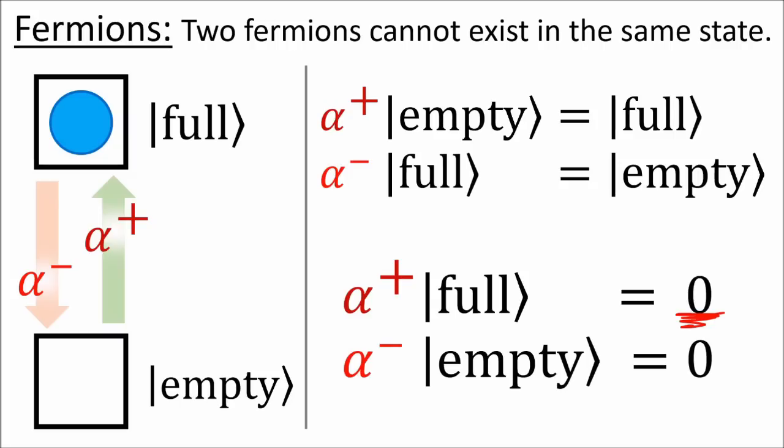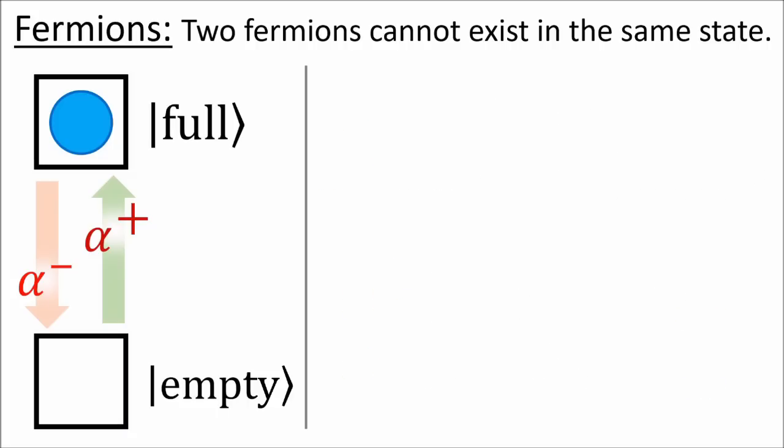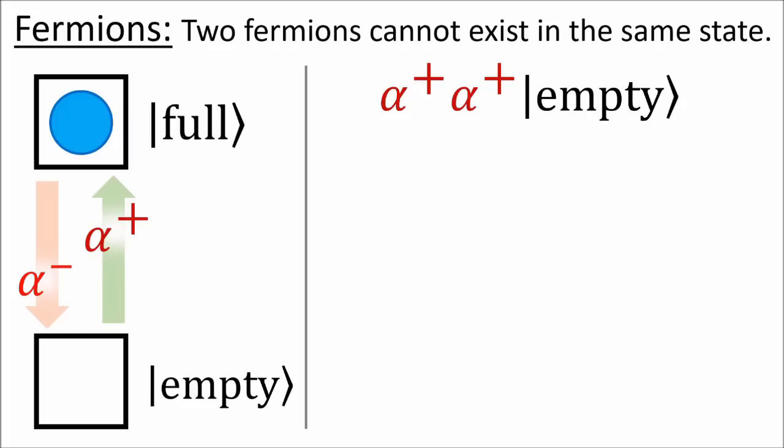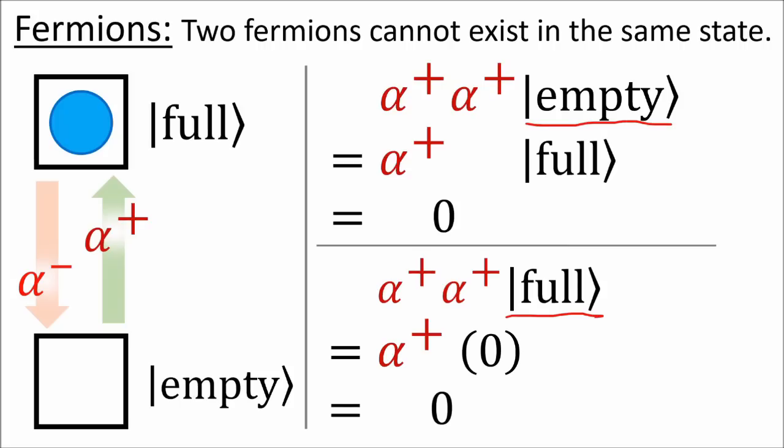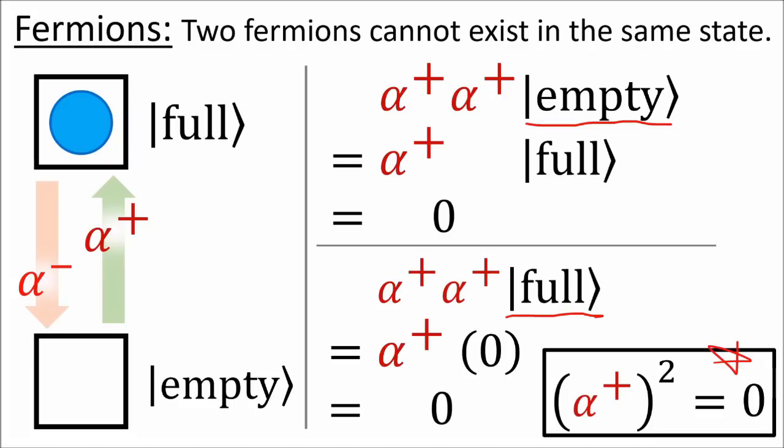Similarly, when we apply the annihilation operator to the empty state, this would imply we have less than 0 particles, which is impossible. So we say that this equals 0 as well. If we examine these rules a little more, we get some interesting results. What happens when we apply the creation operator twice to the empty state? The first operator fills the state, and the second operator just gives us 0. And if we apply two creation operators to the full state, we immediately get 0 as a result. So regardless of the initial state, applying the creation operator twice gives us 0.